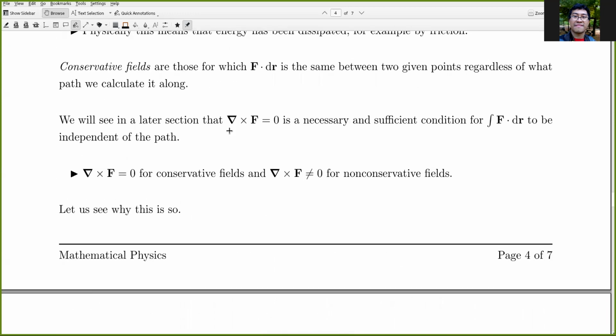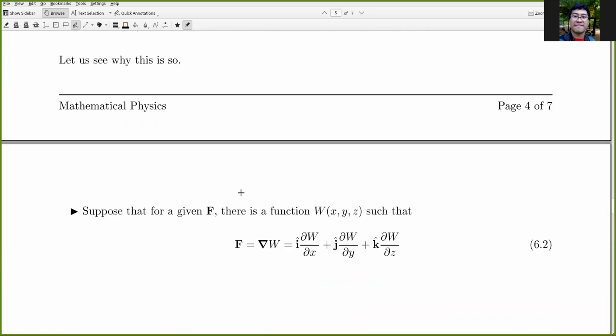In a later section, we will be able to see that del cross F is a necessary and sufficient condition for the integral of F dot dr to be independent of the path. So it means that del cross F equals 0 for conservative fields, and del cross F not equal to 0 for non-conservative fields. So we can easily see why this is so.